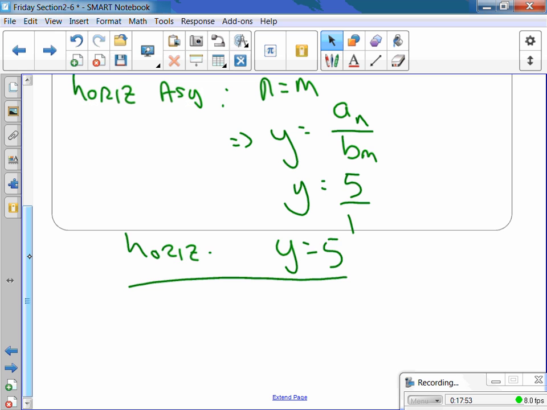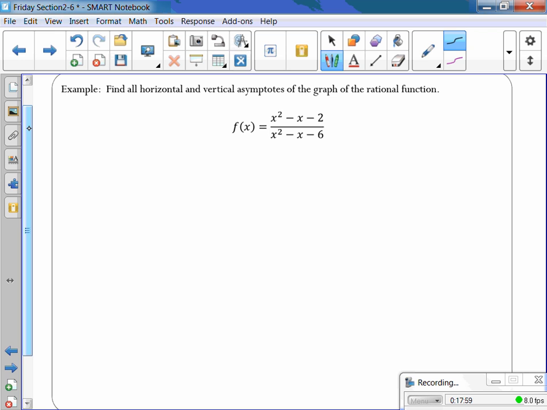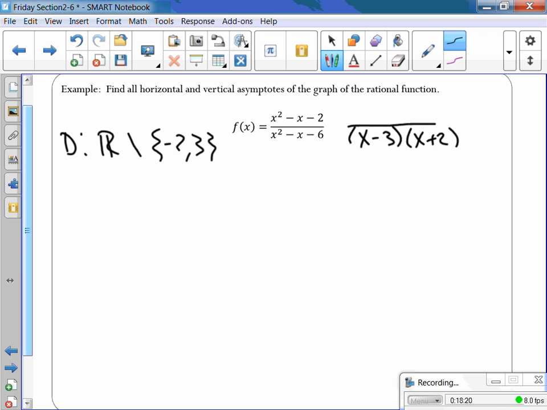What is my domain? Except for what? Negative 2. How'd you do that? You said x squared minus x minus 6 equals 0. So by going ahead and finding out where the denominator is equal to 0, you can say, okay, I need to eliminate those points, positive 3 and negative 2, but everything else is perfectly fine, so all real numbers except for negative 3 and positive 2. And let's real quick change this to x squared plus x minus 2.